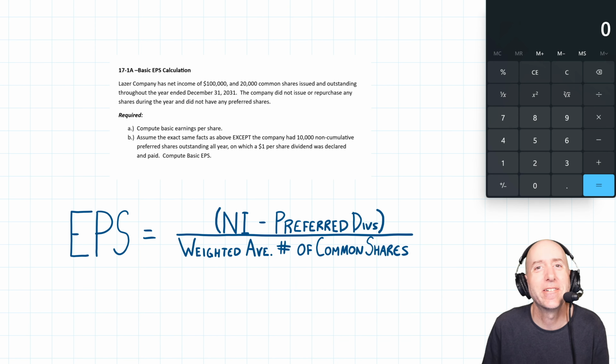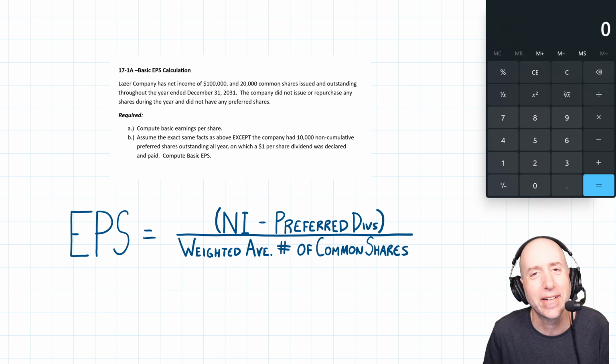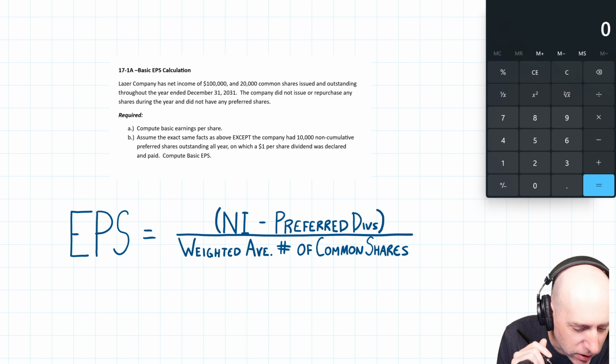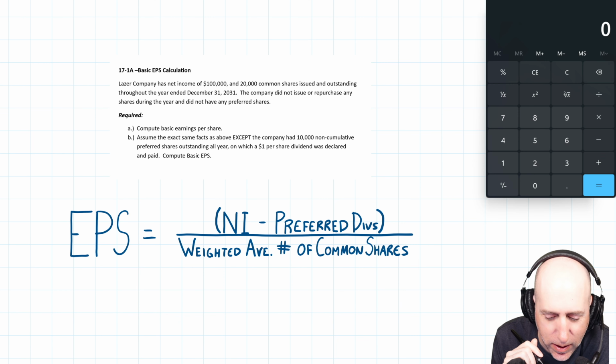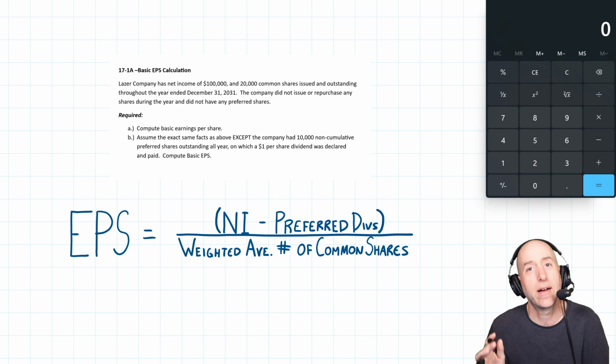Let's jump into problem 17.1a, an earnings per share calculation. They don't get much more straightforward than this one. Let's go through it. Lazer Company has net income of $100,000 and 20,000 common shares issued and outstanding throughout the year. The company didn't issue or repurchase any shares and doesn't have any preferred shares.